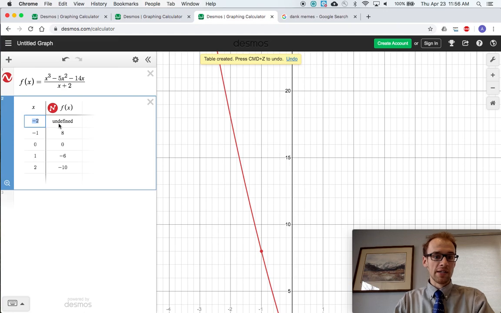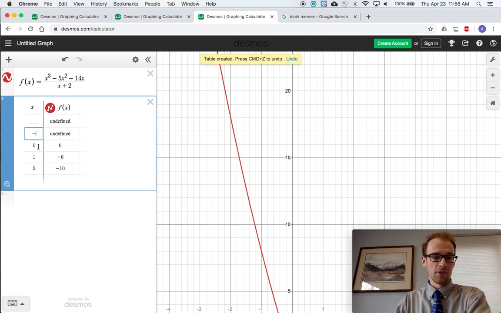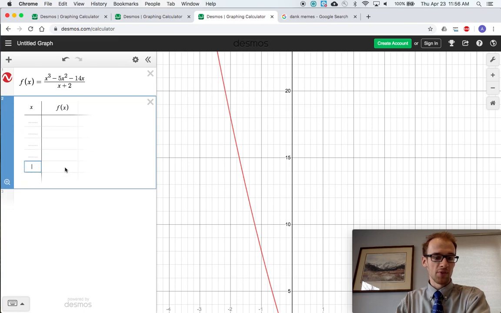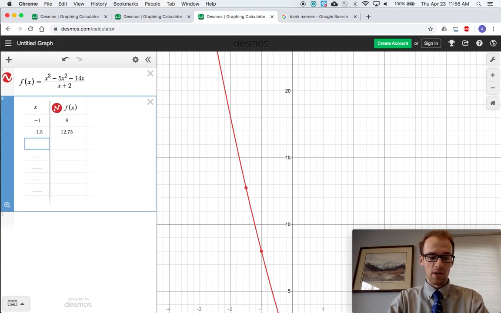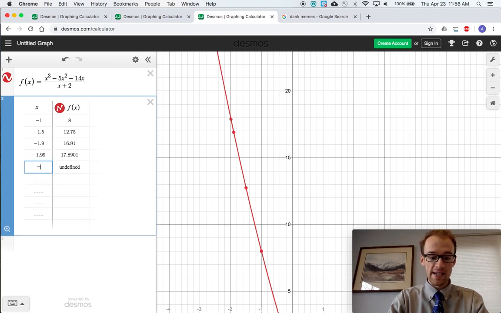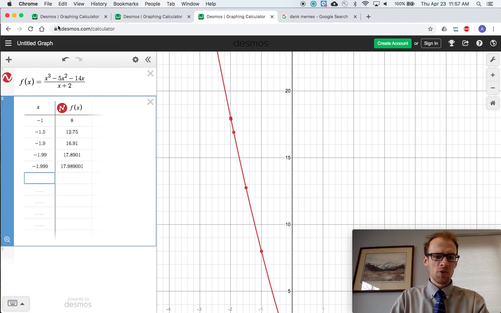So there's negative 2, undefined. I'm going to clear all these out just so that they're not distracting us with those other values. So let's plug in something that's close to negative 2. How about negative 1, negative 1.5, negative 1.9, negative 1.99, negative 1.999.